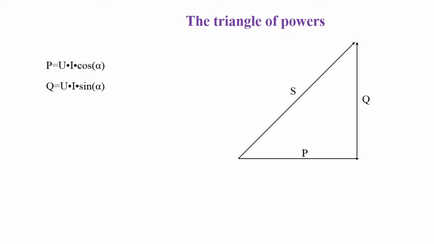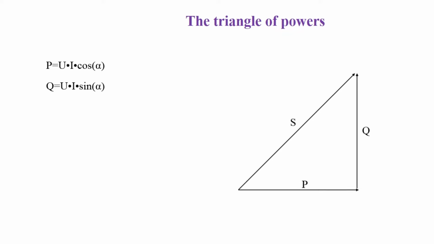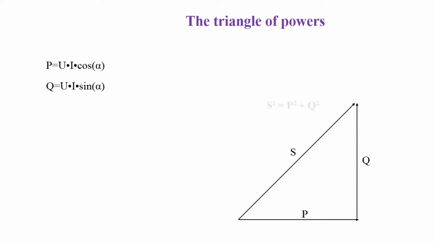Completing the right triangle is the apparent power, and it obeys the Pythagorean theorem. The formula for apparent power is simply voltage times current, but this one should not be confused with DC power. This drawing is the base concept of AC and it is called the triangle of powers.